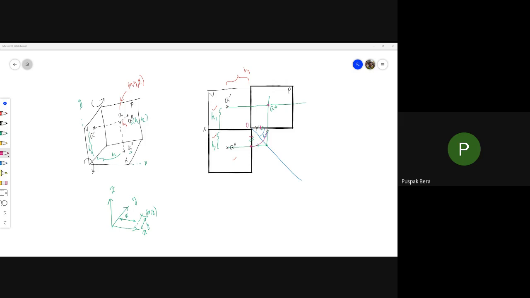Okay, so for that, what we can do is, let's start with the simplest problem that we can find, and that would help us in understanding the steps.